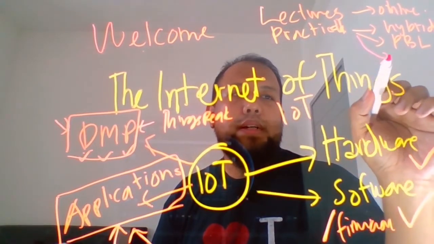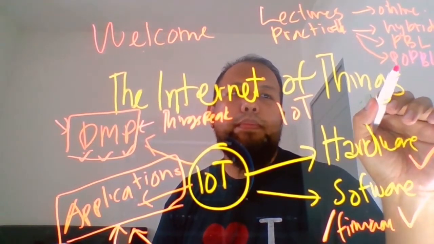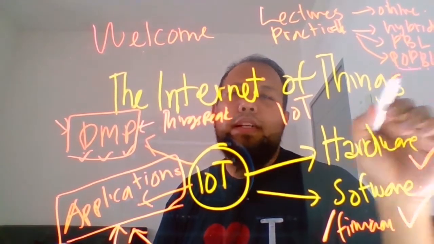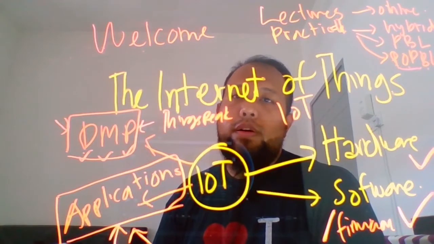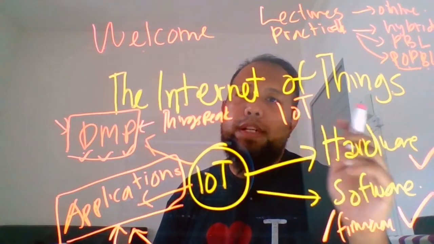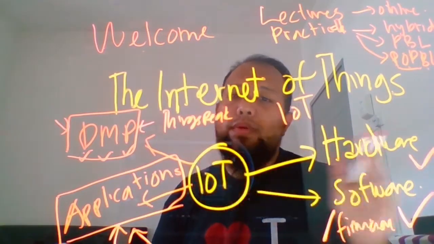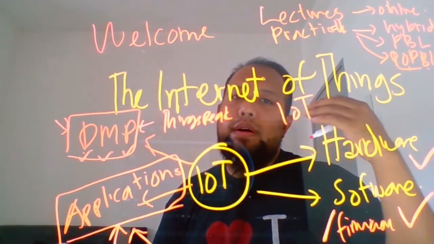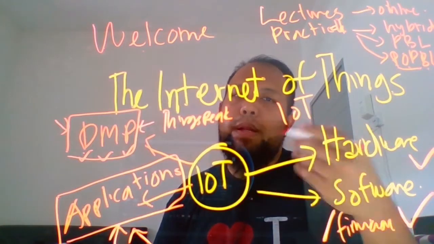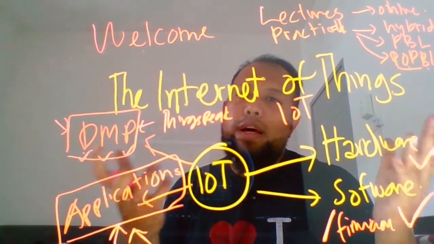The other one is what we call POPBL. This is a project-oriented problem-based learning. So basically it's actually a project. The only difference between this and your regular project is that for project-oriented PBL, you're going to have reporting throughout the project phase. For example, in the first phase, I will need you to submit a proposal on what kind of application you want for the IoT system.